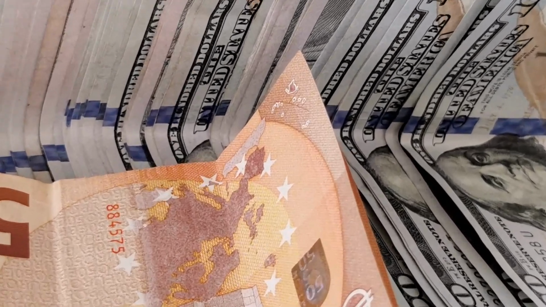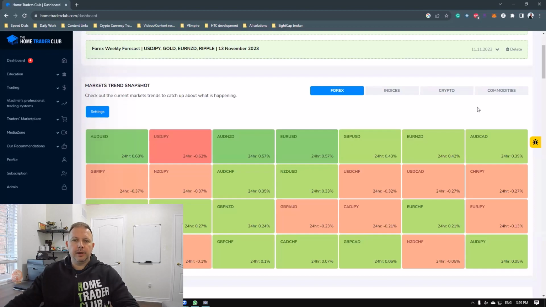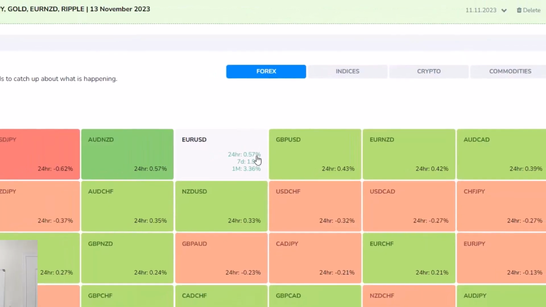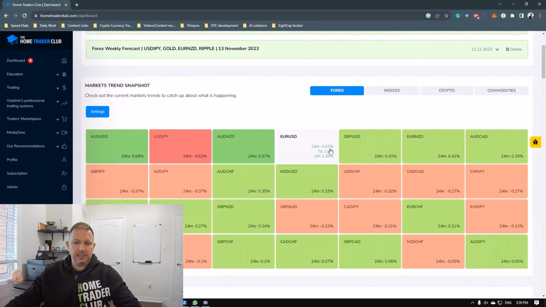So the first pair I want to talk about would be the Euro dollar. Quick observation on the market's trend snapshot and the pure mathematical number of the Euro dollar. That's one of the features we have in Home Trader Club. It teaches us that we have absolutely bullish momentum, but it's shrinking from above 3% in 1 month change to slightly below 2% in the last 7 days and less than 1%, close to 0.5% on the last 24 hours. The numbers are decreasing, which means the buyers are slowly and slightly losing their grip over the pair.